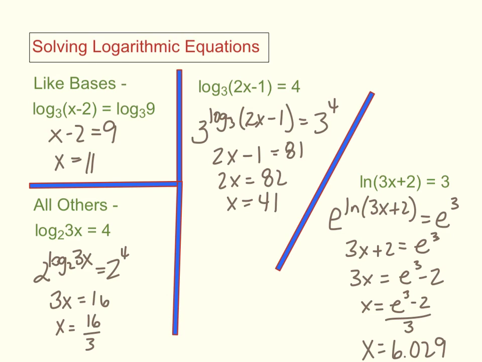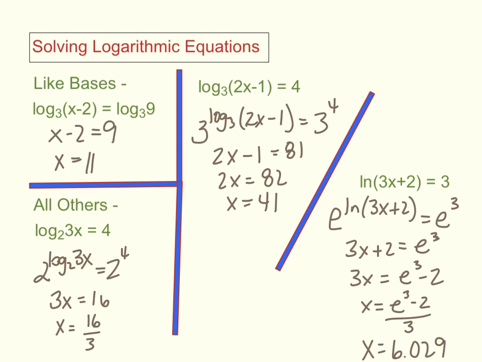Now we'll go the other way. These are log problems that we're going to use exponential facts to solve. In this case, if they have the log base 3 in both, then we just take the x minus 2 and the 9, and we solve that, and we get x equals 11. That's just like having the same base on our exponents.